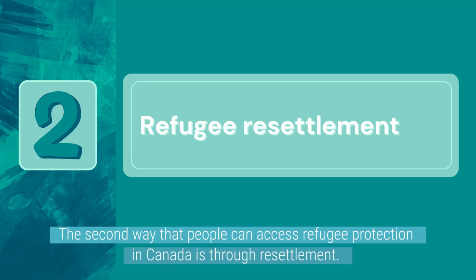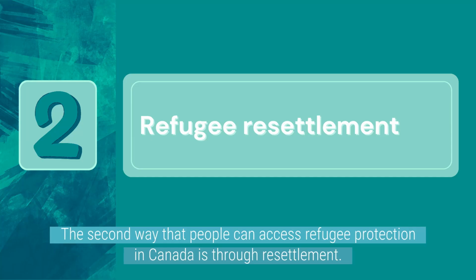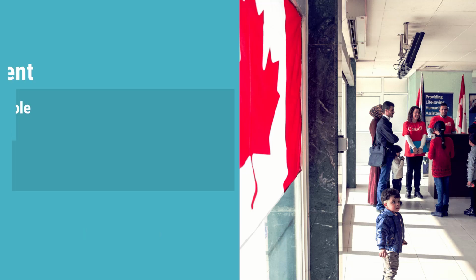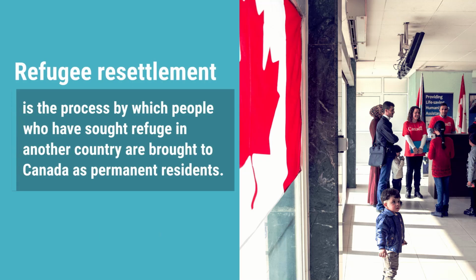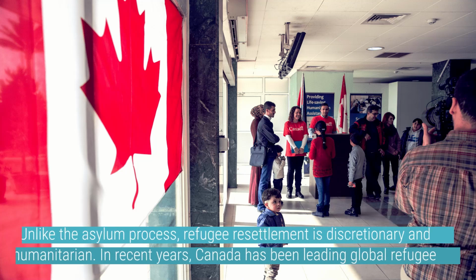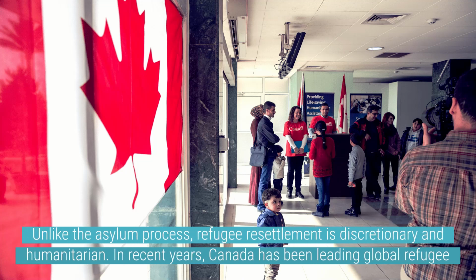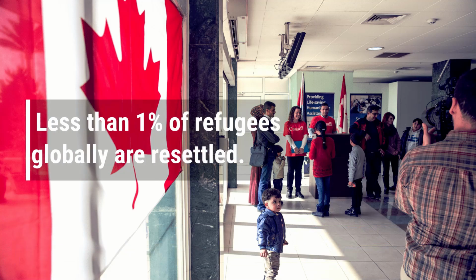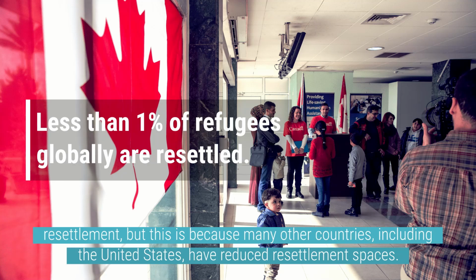The second way that people can access refugee protection in Canada is through resettlement. Refugee resettlement is the process by which people who have sought refuge in another country are brought to Canada as permanent residents. Unlike the asylum process, refugee resettlement is discretionary and humanitarian. In recent years, Canada has been leading global refugee resettlement, but this is because many other countries, including the United States, have reduced resettlement spaces. Less than 1% of refugees globally are resettled.